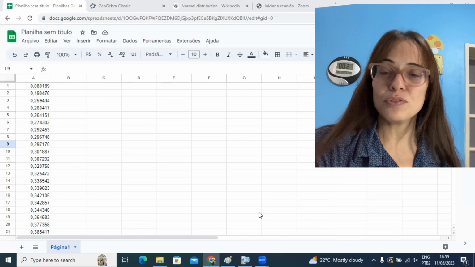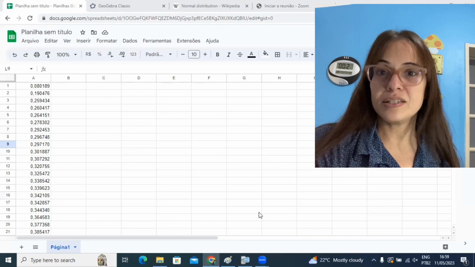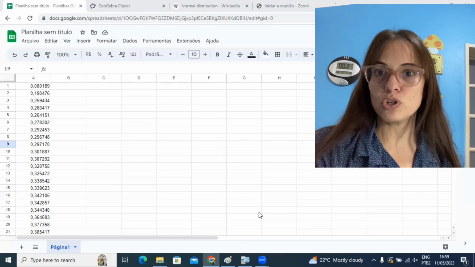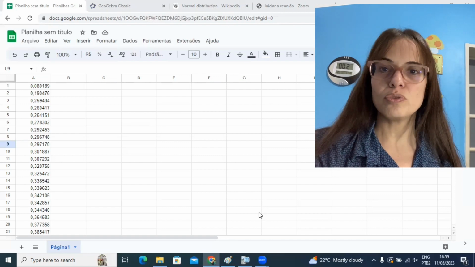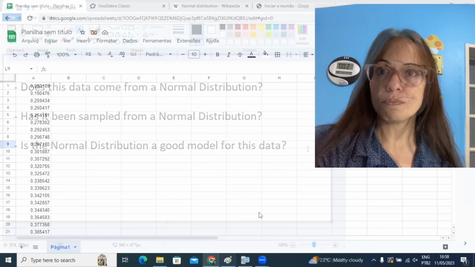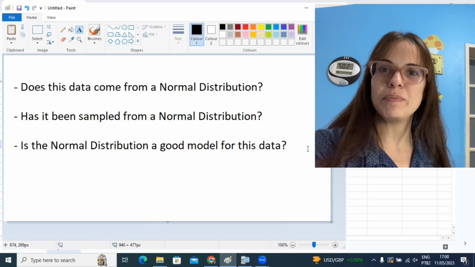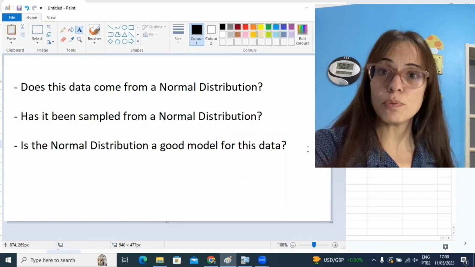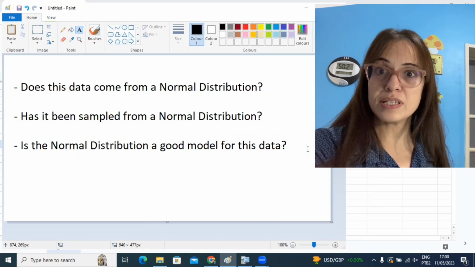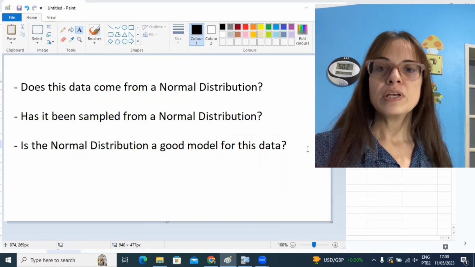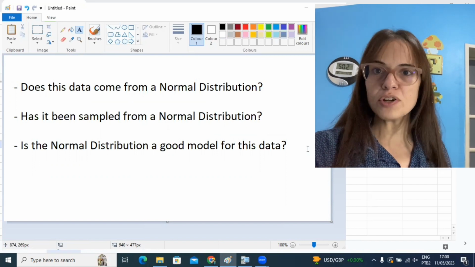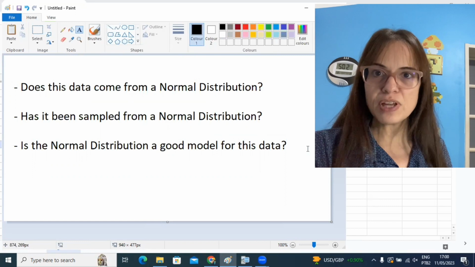Your data is a handful of points, and that is a discrete thing. The normal distribution is a continuous thing. So that's the wrong question to begin with. Here are some questions that might be better. Does the data come from a normal distribution? Has it been sampled from a normal distribution? Is the normal distribution a good model for this data? Is it a good fit for the data?